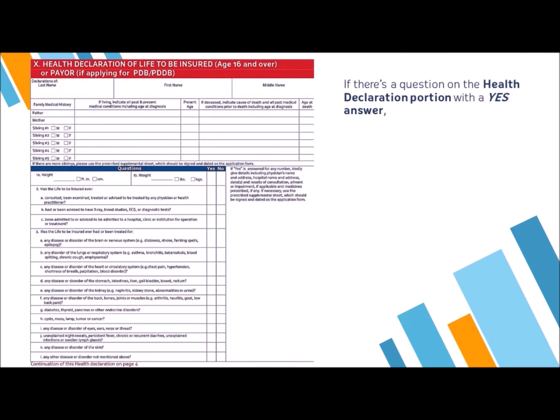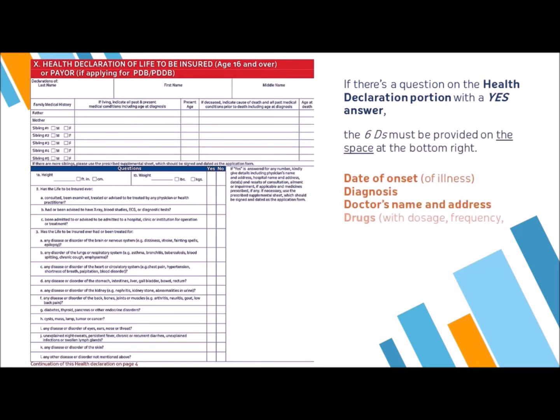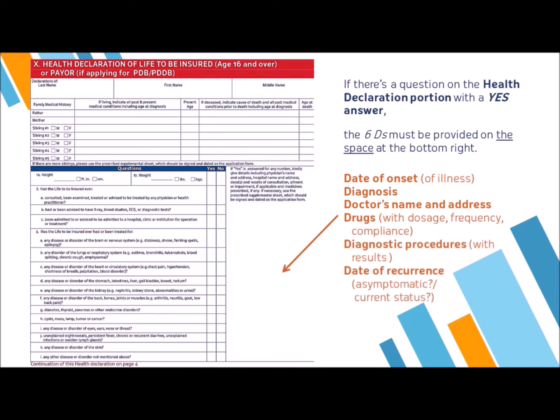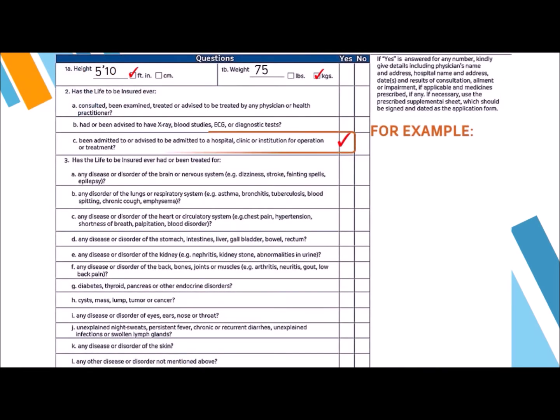If there's a question on the health declaration portion with a yes answer, the 6 Ds must be provided on the space at the bottom right. And the 6 Ds are date of onset of illness, diagnosis, doctor's name and address, drugs with dosage, frequency, and compliance, diagnostic procedures, and date of recurrence.